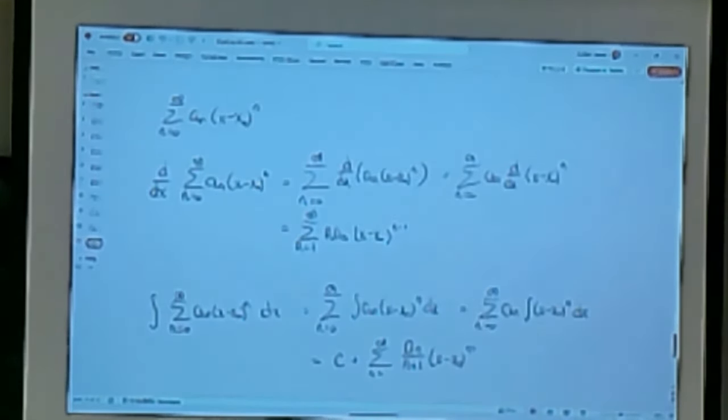N goes from what to infinity? 1. Why 1? You didn't lose a term this time, did you? When you take the antiderivative, it doesn't take a term away. It adds a term in, right? But that term that's added in is this constant of integration, which is outside the summation, which is why you still start at 0 to infinity.